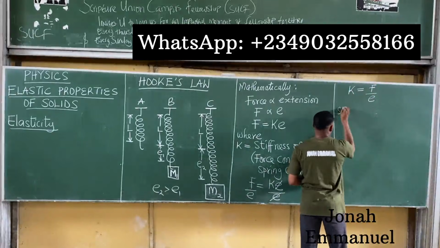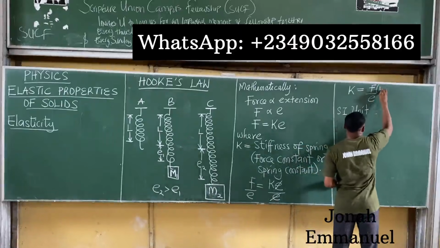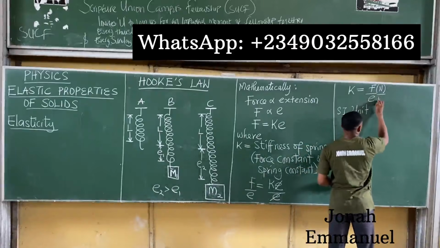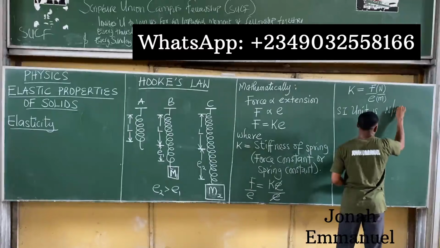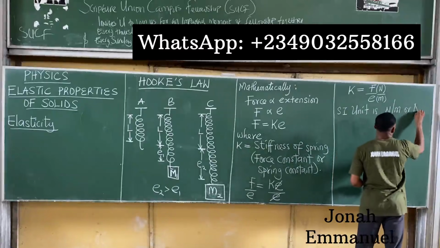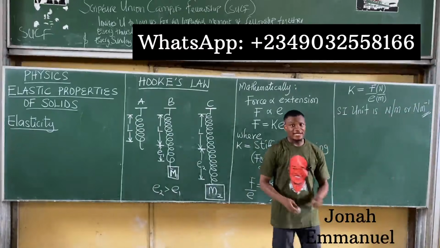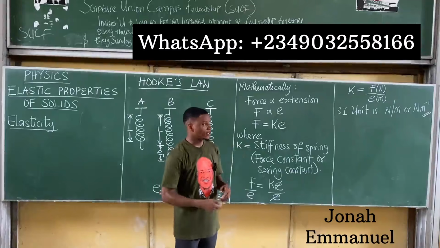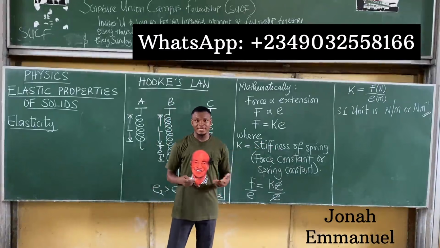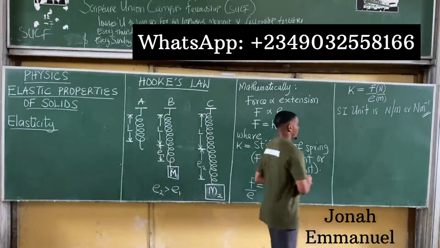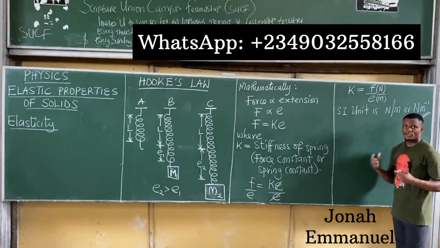Let's look at SI units. If I look at the SI unit, force is measured in Newton, extension is in meters. So you can say the SI unit is Newton per meter, or Nm to the power minus 1 in index form. So the SI unit of stiffness of spring is Newton per meter. We'll just take a few examples on this and then we can proceed with this topic.